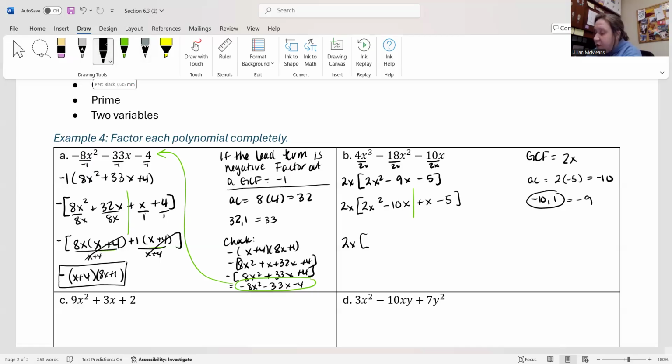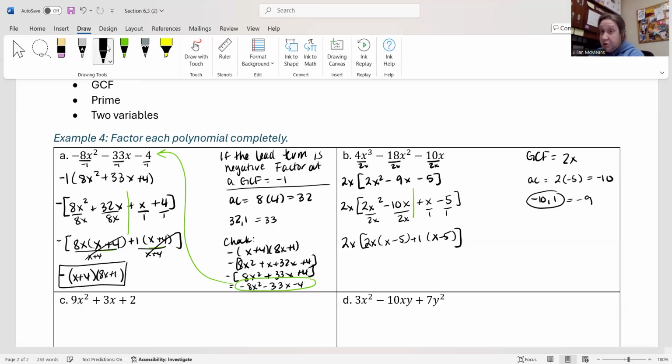And looking at the first two terms, I have a GCF of 2x. I divide each of these by 2x, leaving me with an x minus 5. Again, pause the video and make sure you understand where the x minus 5 came from. Looking at the last two terms, they don't have a GCF. So if I don't have a GCF, I have to factor out a 1 or a negative 1. Since my lead term is positive, I'm going to factor out a 1. That leaves me with x minus 5.